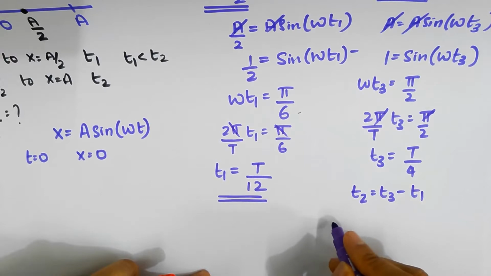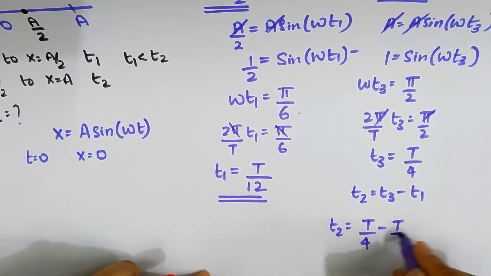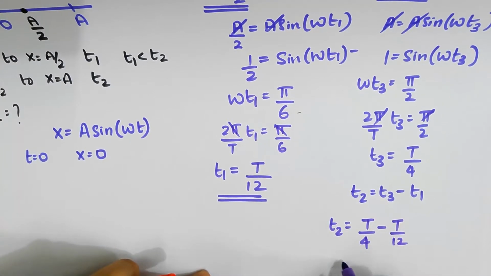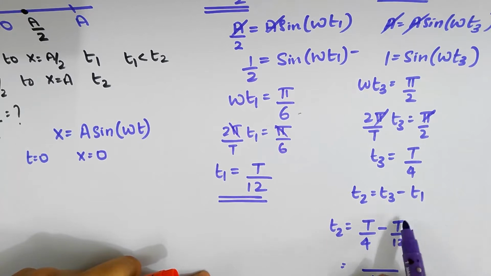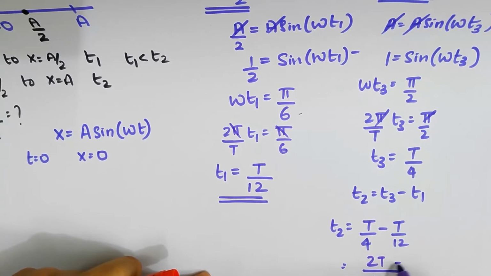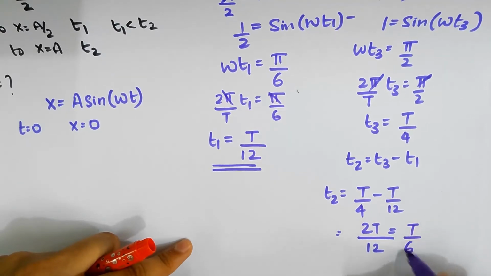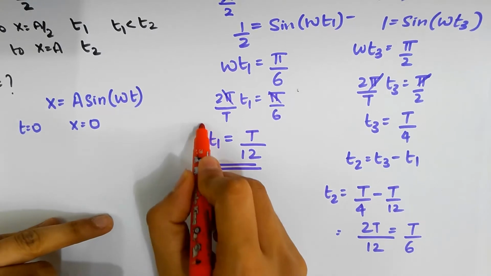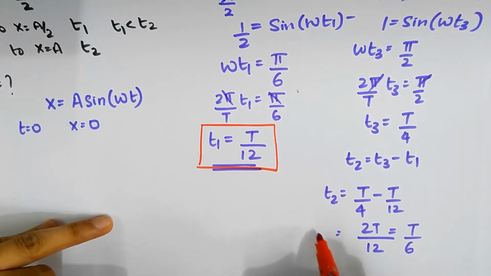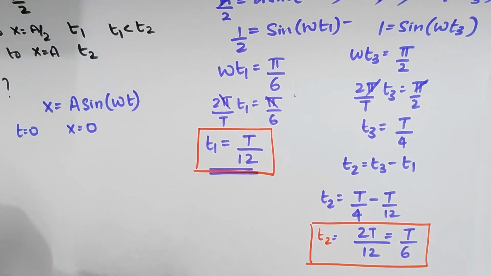So that turns out to be T by 4 minus T by 12. If we take 12 as a common denominator, we get 3 minus 1, that's 2T over 12. That's T divided by 6. So there we have it. We now know what t1 is, and we also know what t2 is. So we want to calculate what t1 by t2 is.